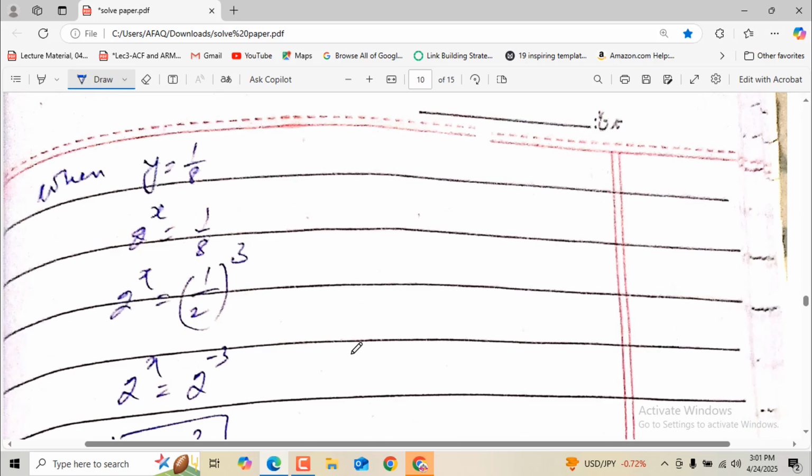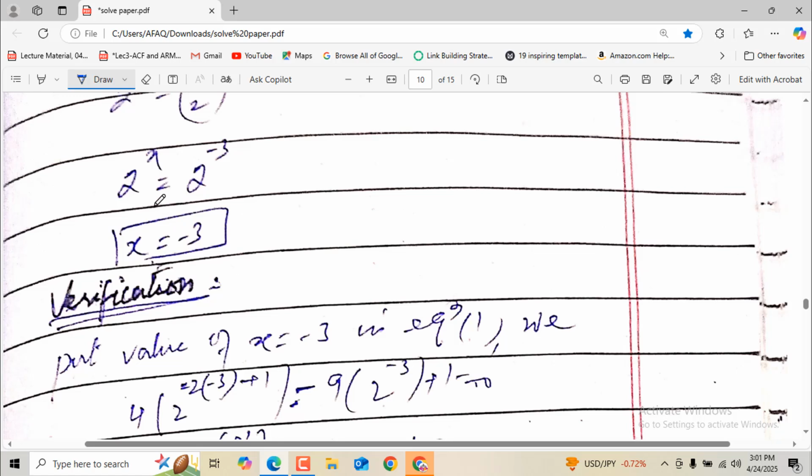correct. Solution set. Now y is equal to 1 by 8. 2 raised to power x is equal to 1 by 8. 2 raised to power x is equal to 1 by 2 cubed, and 2 raised to power x is equal to 2 raised to power minus 3, and base is the same, so x is equal to minus 3.